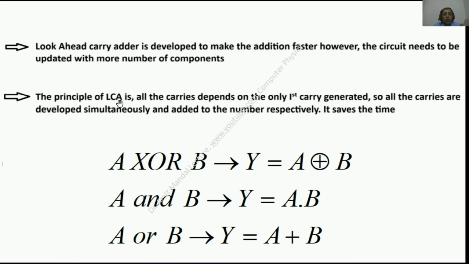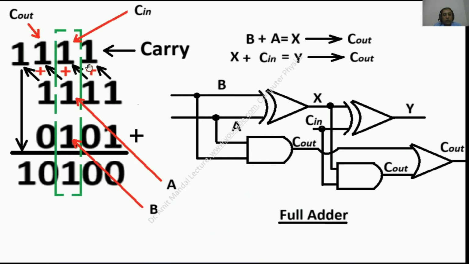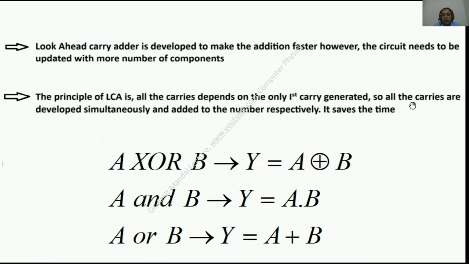The principle of the look ahead carry adder is that all the carries depend only on the first carry generated, means only on C1, that I will show you how. All the carries are developed simultaneously and added to the numbers respectively, so it saves time. It's not serial, where C1 is developed and then C2. Simultaneously all the carries are developed and added to the numbers.